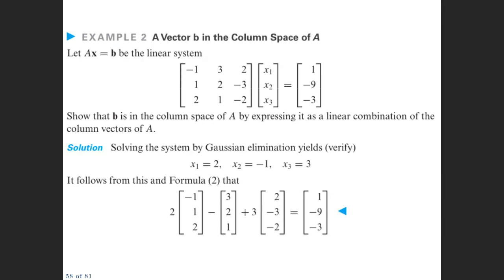Let's do an example. Let's look at this linear system. Show that b is in the column space of A by expressing it as a linear combination of the column vectors of A. If we solve this linear system by Gaussian elimination, and you can check this, we find that the solution is x1 is 2, x2 is -1, and x3 is 3. So that means that this vector b, (1, -9, -3), is equal to 2 times the first column minus 1 times the second column plus 3 times the third column of A.